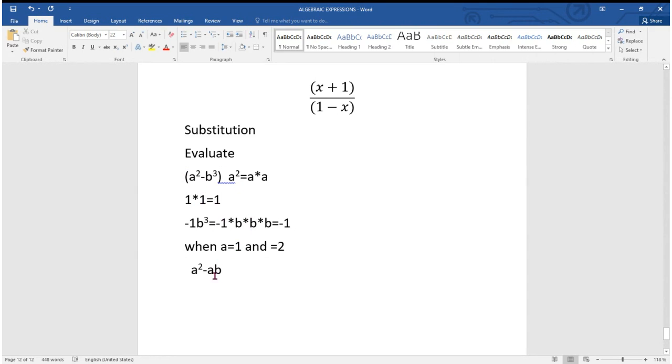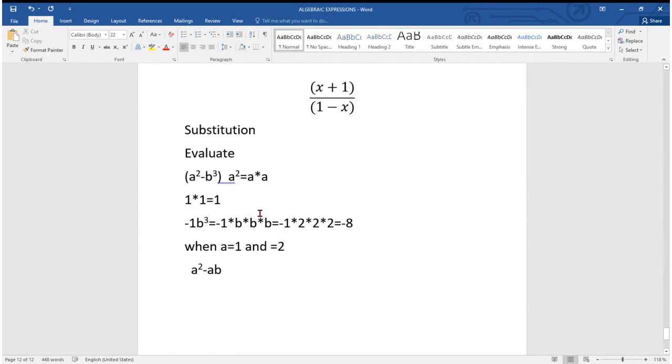And then we come to minus b cubed. I've said the coefficient of b here is negative 1. So negative 1 b cubed is negative 1 multiplied by b multiplied by itself 3 times. We are solving the value when b is equals to 2, so multiplied by 2, multiplied by 2, multiplied by 2. So the answer to this is negative 1 multiplied by 8. So the answer is negative 8.